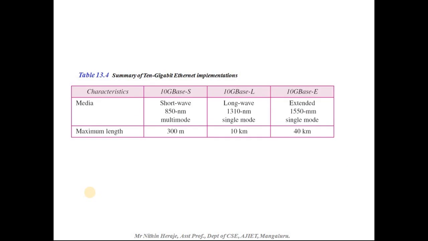This is the summary of 10 gigabit Ethernet implementation. Here again it has 10 gigabit base S. S means again you use a short wave, L is the long wave cable, and E means extended. So here you can see the length is extended. The maximum length is 300 meters for this, 10 kilometers for this, and 40 kilometers for this. I hope you understood whatever has been discussed in this video.